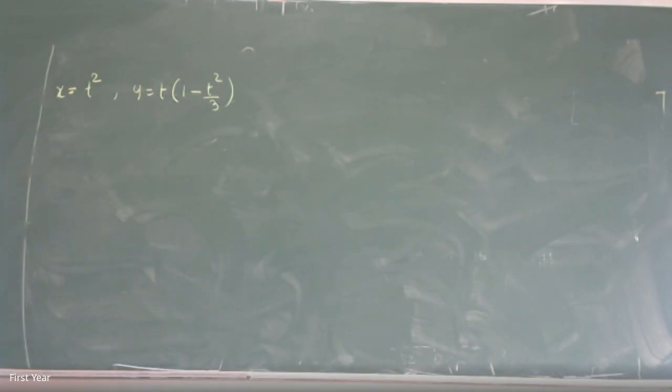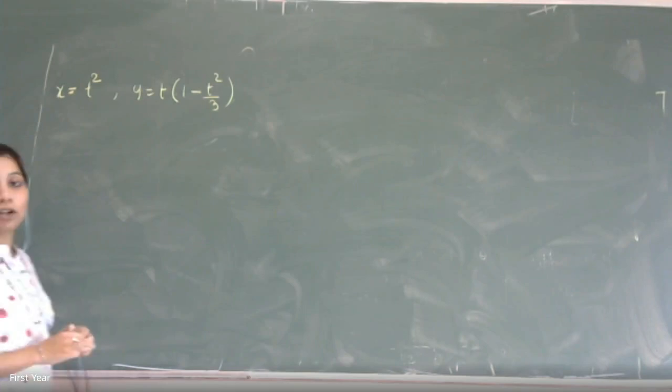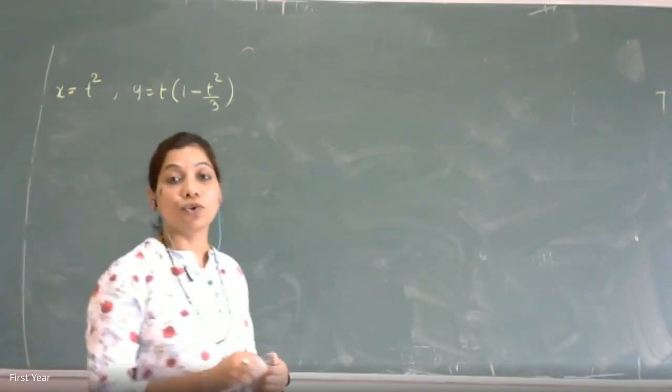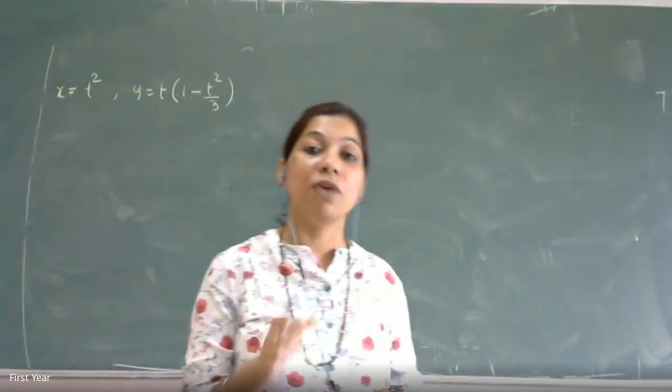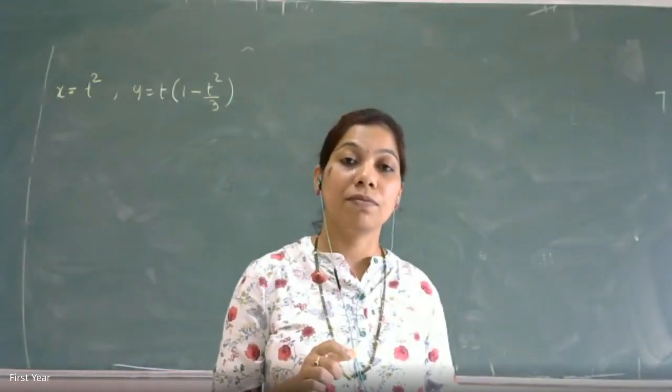x is equal to t square and y is equal to t into bracket 1 minus t square by 3. Okay, this is your equation. So which is the form? This is parametric form, correct? x is in terms of t, y is in terms of t. Now when it is a question of rectification, first thing that you should do is try to draw the loop where the loop is existing.